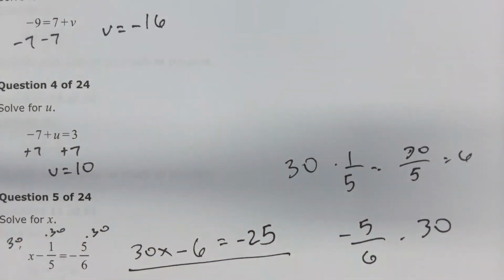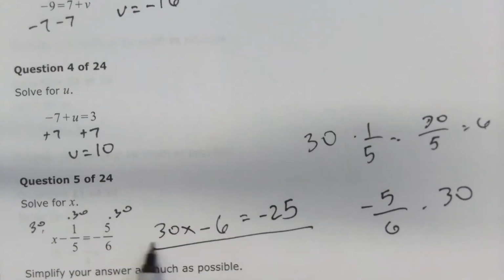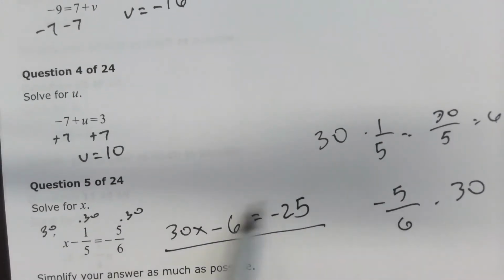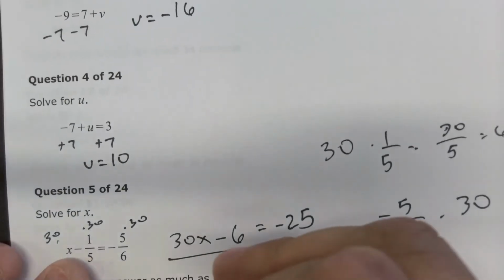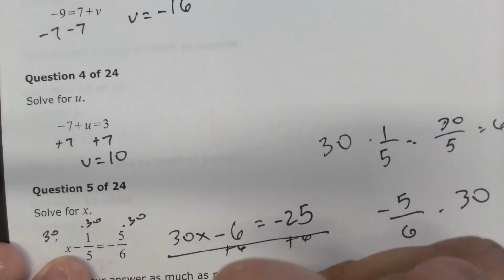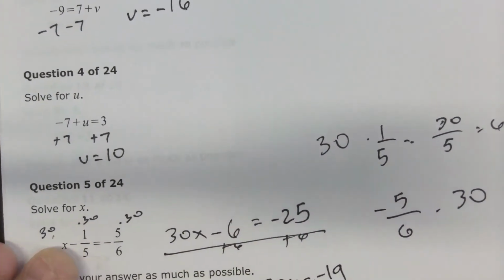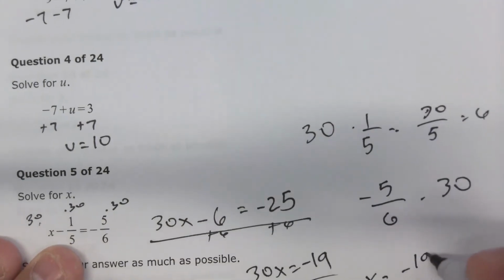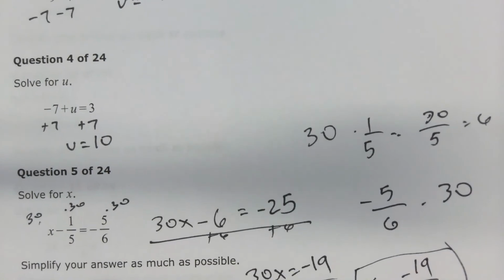Can you guys do that one a lot easier than you can do this one? This is an equation that should be second nature to you, right? This right here looks nightmarish. This one right here, we're going to add 6. We're going to get 30x equals negative 19. Divide by 30. And we get x equals negative 19 over 30. And your answer's there.